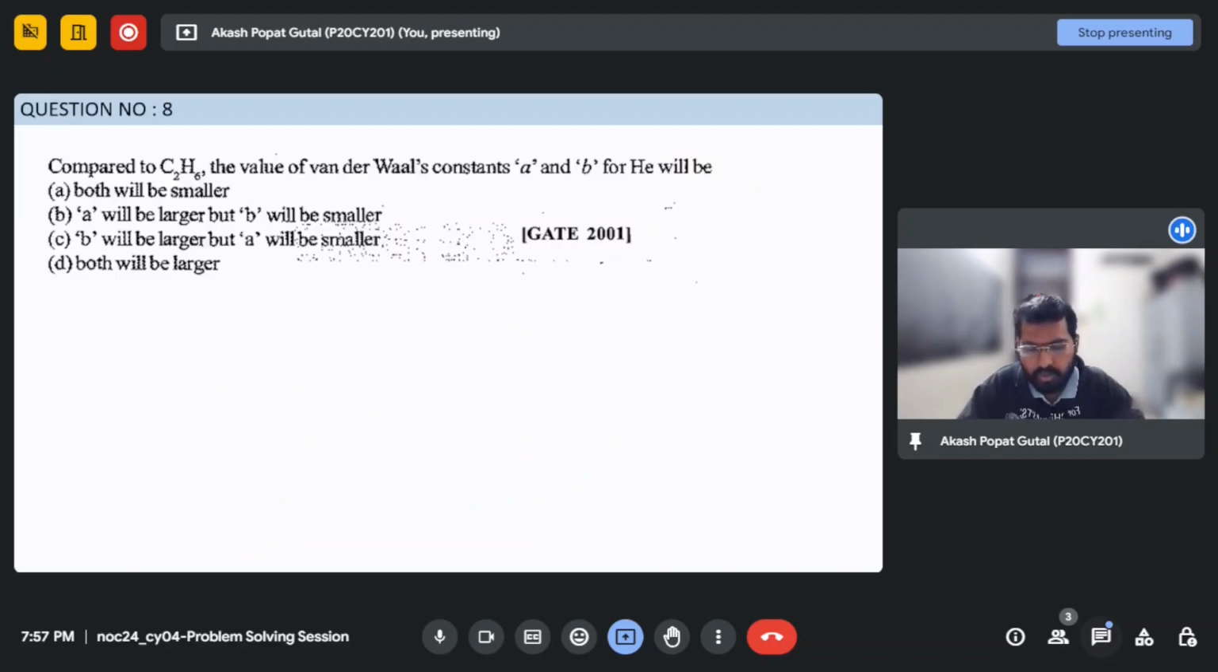So now onwards I will include some competitive exam problems. So this is the question: compared to C2H6, the value of van der Waals constants A and B for helium will be. So options are: both will be smaller; A will be larger, or B will be smaller; B will be larger but A will be smaller; both will be larger. So we have C2H6 and helium. This was asked in GATE 2001.